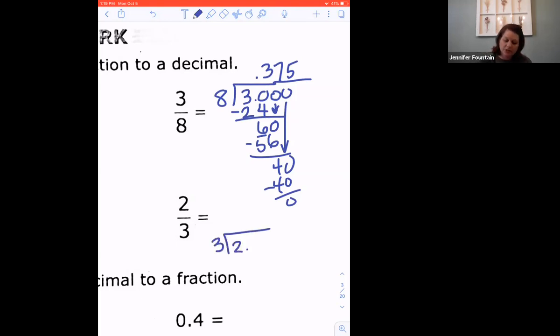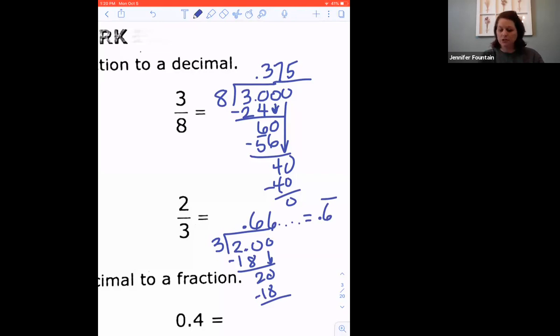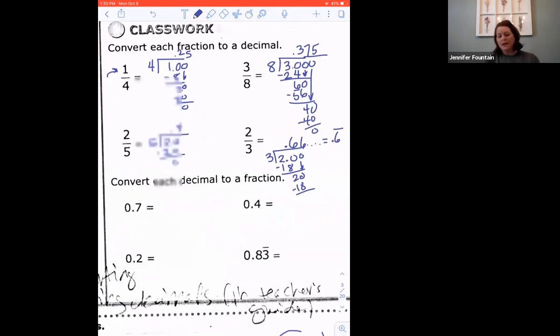3 will go into 2. It won't go into 2, so I add my decimal and 0, put my decimal in my answer. And 3 will go into 20. 6 times 3 is 18. Subtract. 20 minus 18 is 2. Add a 0, bring it down. 3 will go into 20. 6 times 3 is 18. At this point, you should see that we've got a pattern going on here. So I would just write that as decimal 0.6 repeating. Any questions about those? Just remember, I can divide my numerator by my denominator.